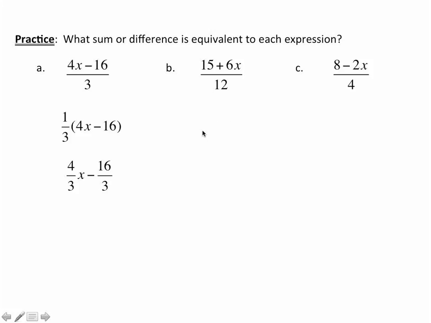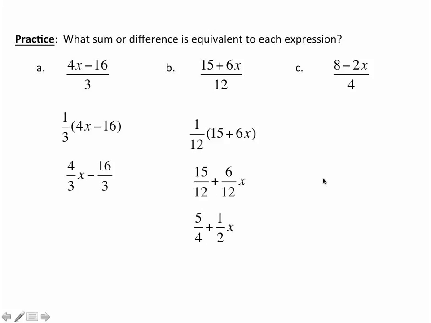All right, here in B, well, if I break that into 1/12 times the numerator, the numerator's the top, 1/12 times 15 plus 6x. Well, 1/12 times 15 is 15 over 12. 6x times 1/12 is 6 over 12x. I can simplify these, so I should. 15 divided by 12, well, I can reduce that fraction because 3 goes into both, and I'd wind up with 5/4, and 6 over 12 is the same as 1/2, so 5/4 plus 1/2 x.